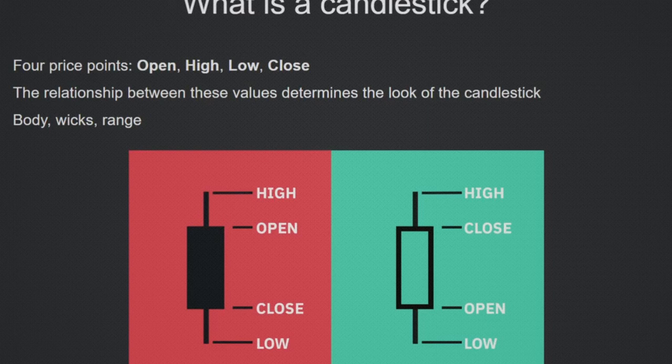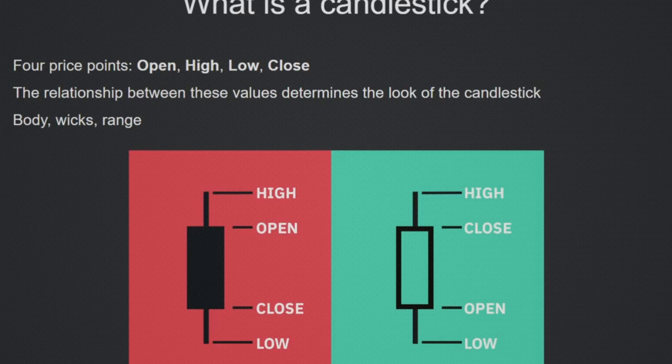So what determines how a candlestick looks? It's the relationship between these 4 values. Take a look at the candlestick on the left. We can see that the price opened, it went higher and lower, and eventually closed lower than the open. Now, there are additional things we need to learn here. The distance between the open and the close is called the body of the candlestick. Little spikes you see between the body and the high and low are called the wicks. The range between the high and low is also called the range of the candlestick.